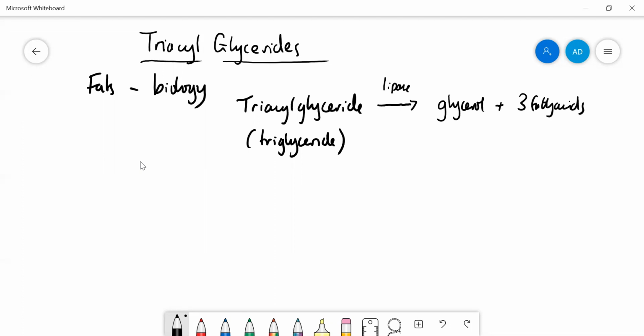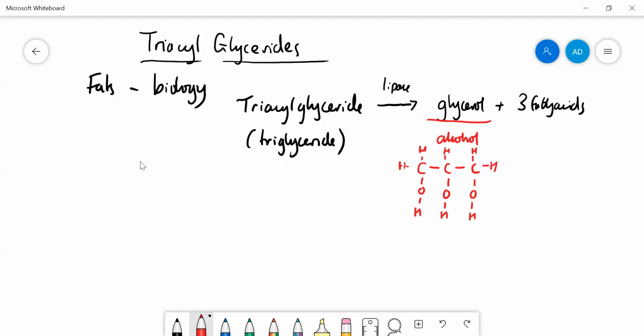Okay, right. Well, glycerol is an alcohol, but it hasn't just got one alcohol group. It's got 3 alcohol groups in it. It is propane-1,2,3-triol, that's its formal name, so it's got 3 OH groups on it. Each one of those OHs can form an ester with a carboxylic acid. So that's why you get this 3 acids bit.